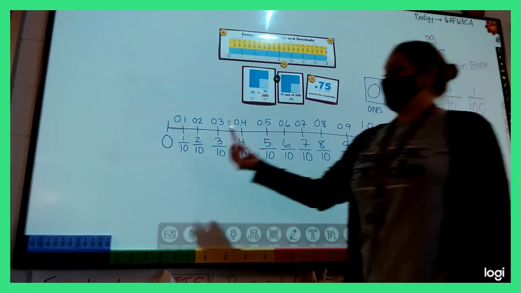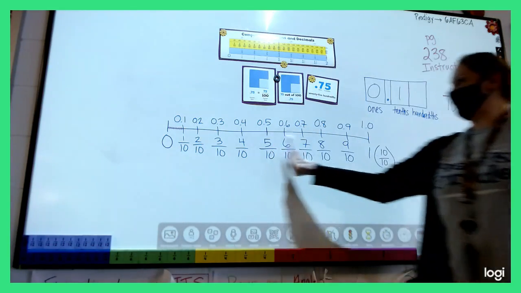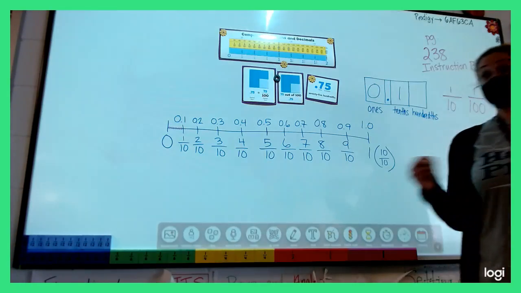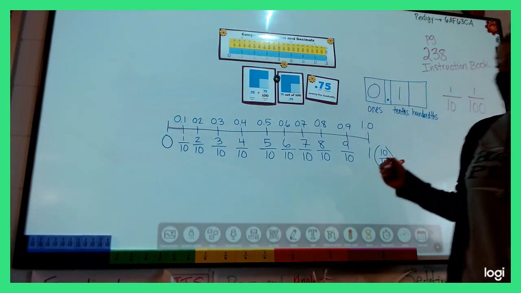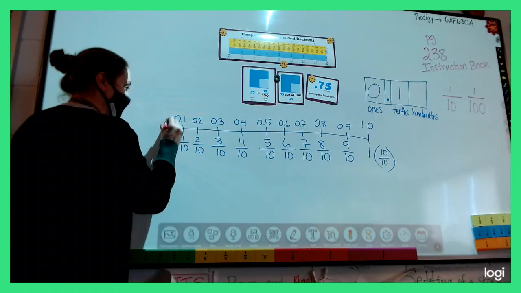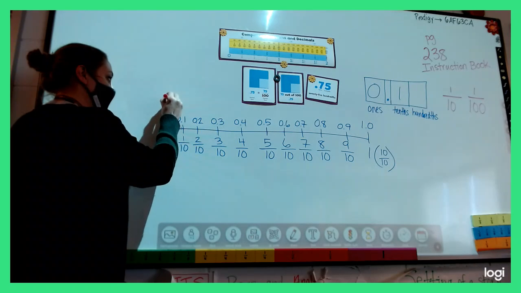So, between each tenth, I've got 10 of these little lines, right? So if I went my entire number line, would I have 100 tiny spaces? Yeah. So those are our hundredths. All right? So I am going to draw an arrow up because it's so tiny I can't even mark it in here. This is 1/100th.